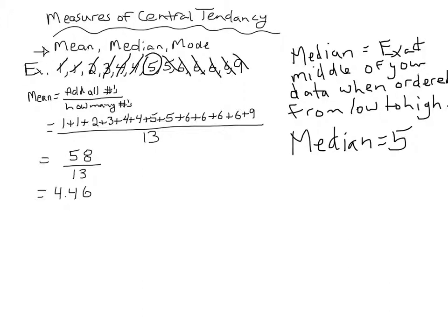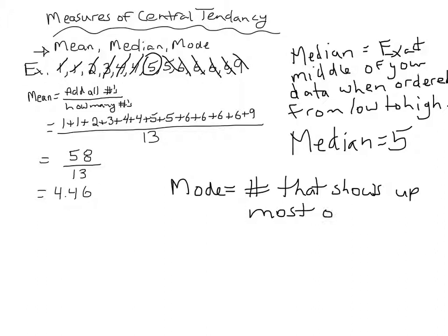The last one that's in here that we haven't talked about yet is mode. And mode is simply the number that shows up most often. And for our list, we have 6 that shows up 4 times. So in our case, the mode would equal 6.